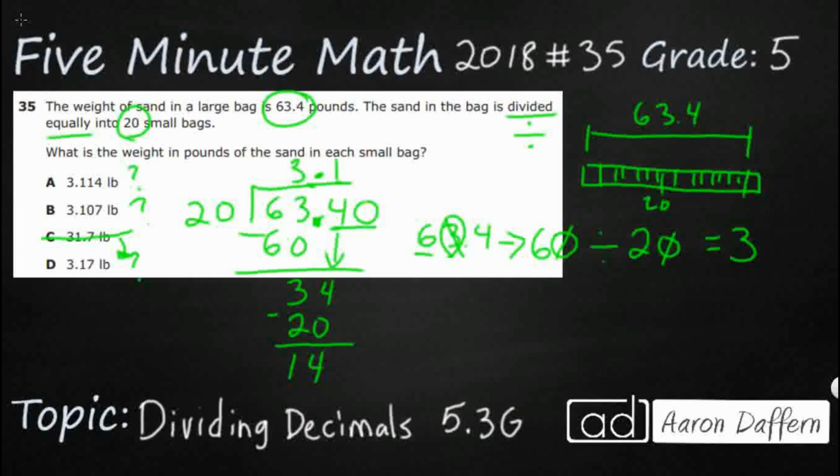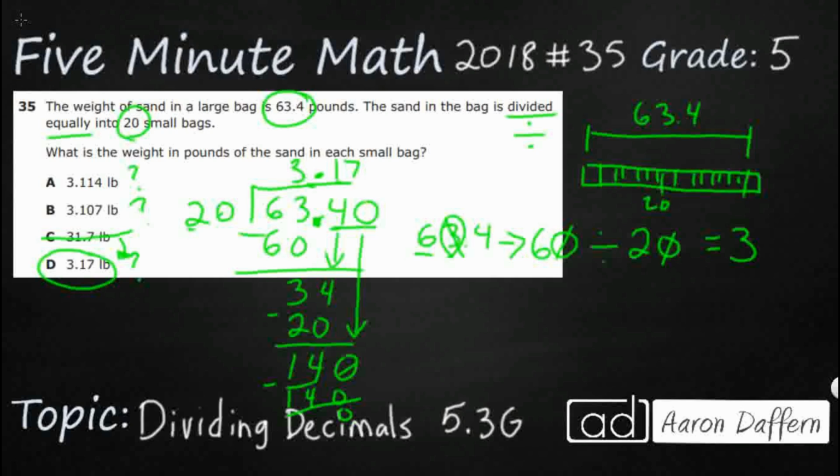But this extra 0 actually helps me out here, because now I have to think, how many times does 20 go into 140? Remember, we take these zeros off. We can take 1 off of each. It's the same thing, because remember, it's multiplying by 10, 100, 1,000. 2 goes into 14 7 times. So 7 times 2 is 14, so 7 times 20 is going to be 140. That is going to give me my even answer of 3.17, or 3 and 17 hundredths. So D is my answer.